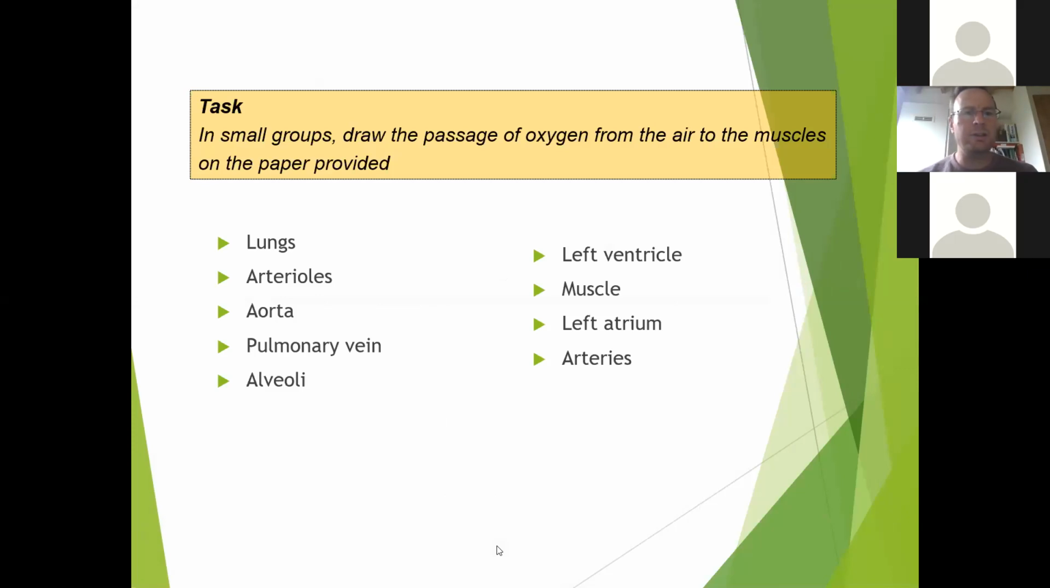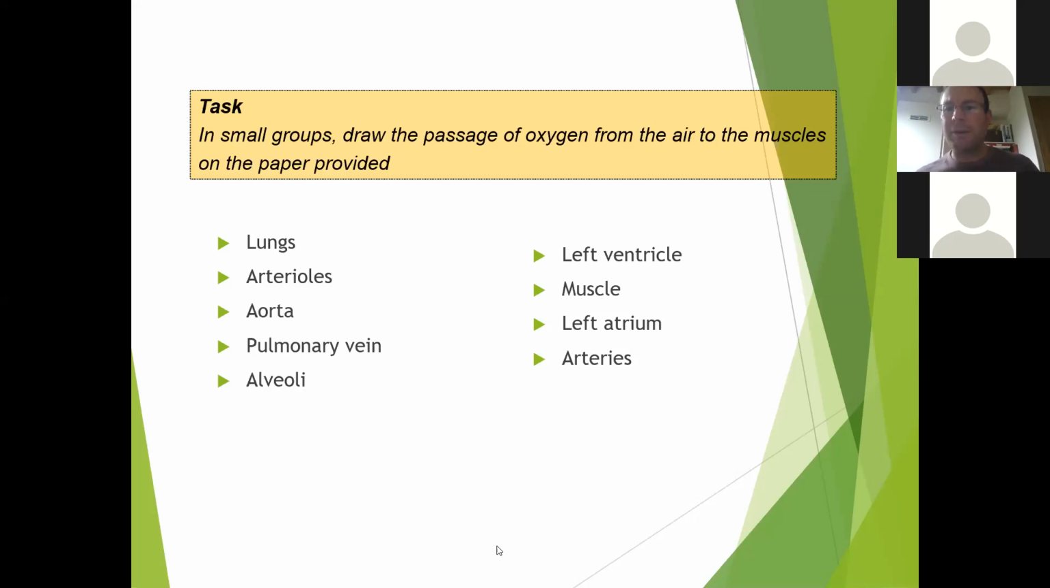So you're asked in small groups. We obviously can't do small groups, but draw the passage of oxygen from the air to the muscles on the paper provided. Well, I haven't provided you with paper. You should have provided your own paper. If you can actually physically draw out the location of lungs, draw out the location of the heart, and then draw something to represent the body. So I want you to just try quickly sketching it. I'll sketch my own and we can compare and contrast.